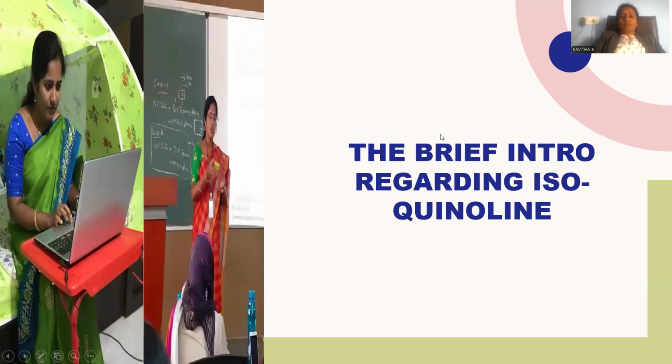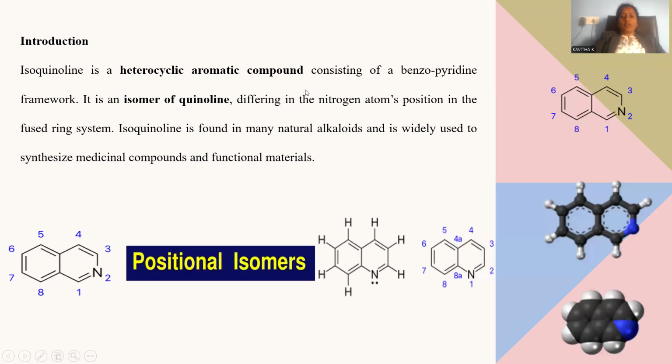Let me enter into a brief intro regarding this isoquinoline molecule. Isoquinoline is a heterocyclic aromatic compound consisting of a benzopyridine framework, where a benzene ring is fused with the pyridine at a different position. Position C is where the fusing is possible, and both are said to be isomers. Which compounds? One is quinoline and the second is isoquinoline. Both are positional isomers. If nitrogen is occupying position number 1, that is regarded as quinoline. At position number 2, that is called isoquinoline, but the physiological and biological activities of these two compounds are slightly distinct.